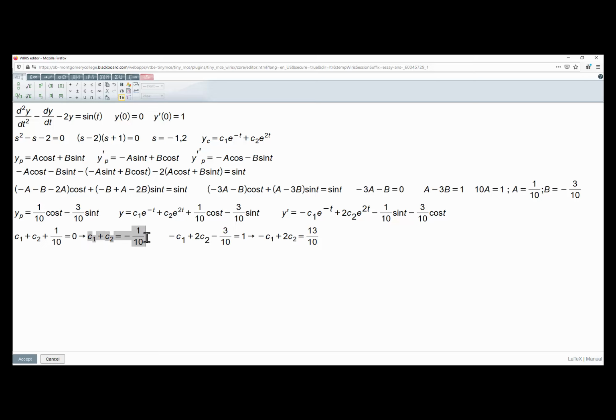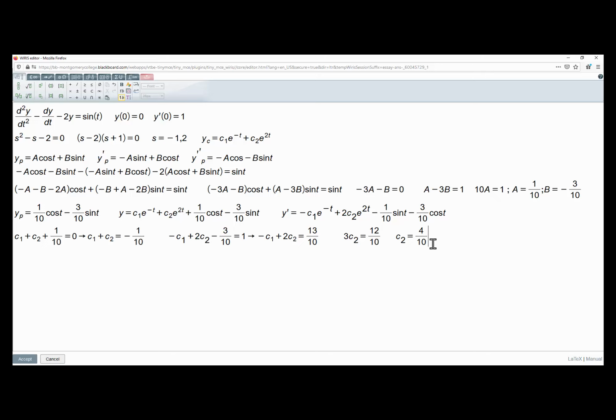Okay, so we have this equation and this equation, the two equations right here. If we add these two equations, you can see the c1s will cancel, and c2 added with 2c2 will give us 3c2, and the right hand side we will have negative 1 over 10 plus 13 over 10, so that will be 12 over 10. So c2 would be 4 over 10, right? Or 2 over 5.